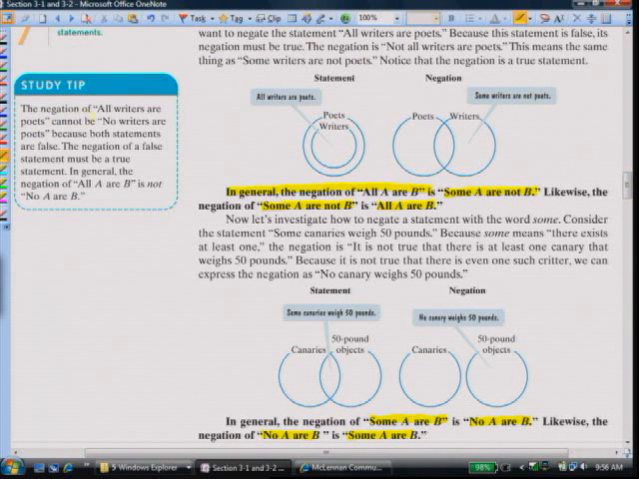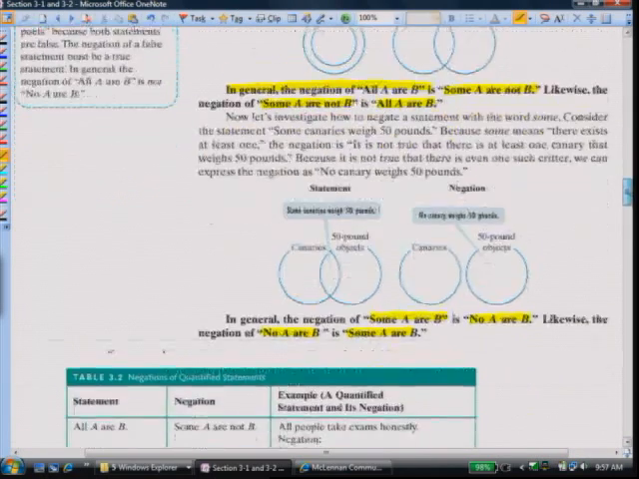It says the negation of all writers are poets cannot be no writers are poets because both statements are false. Remember that the negation of a false statement must be a true statement. And so in general, the negation of all A are B is no A are B.